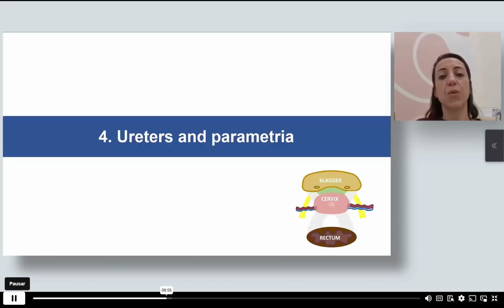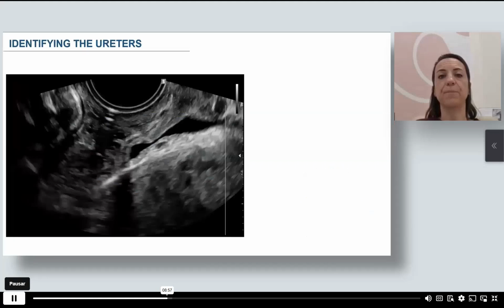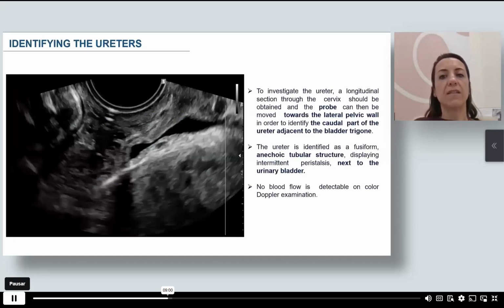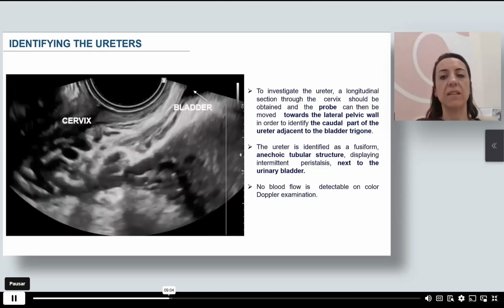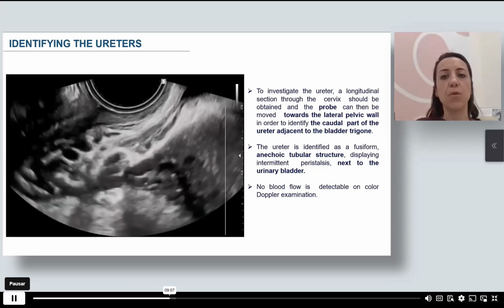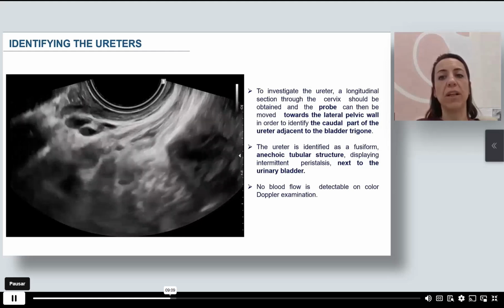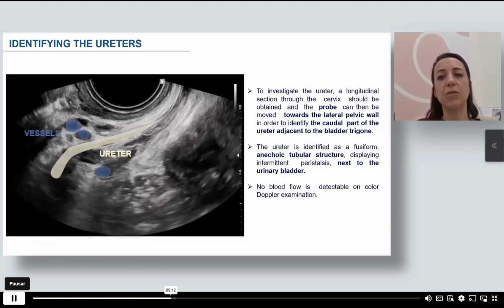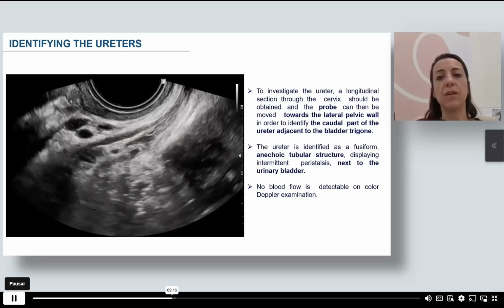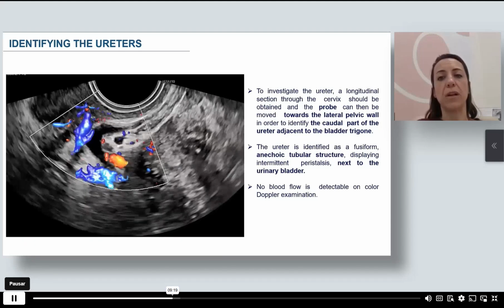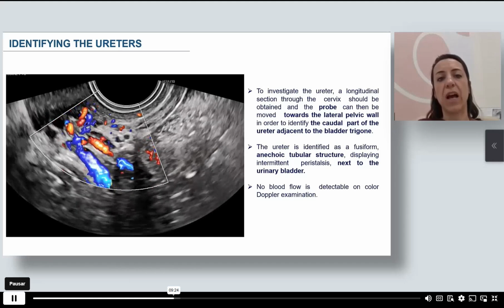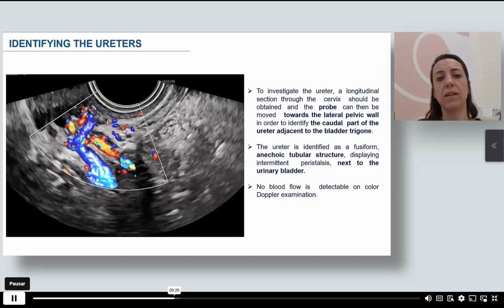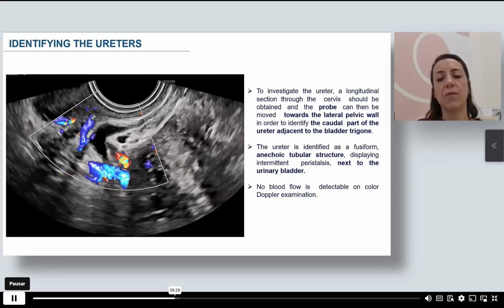Now, how to assess ureters and parametria? To investigate the ureter, a longitudinal section through the cervix should be obtained, and the probe can then move towards the lateral pelvic wall in order to identify the caudal part of the ureter next to the bladder. The ureter is a fusiform anechoic tubular structure next to the bladder. We can visualize the ureter here and the uterine vessels.